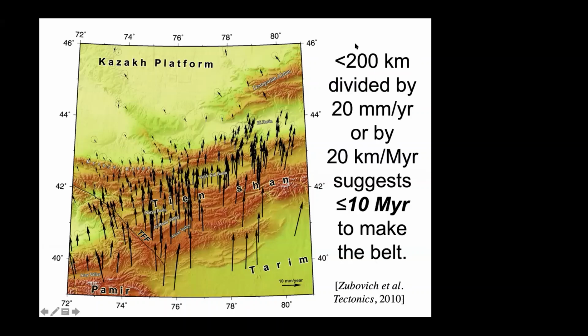If you take that 200 kilometer estimate of the amount of shortening across this region and divide it by 20 millimeters a year, which is the same as dividing by 20 kilometers per million years, it means you're less than 10 million years to make the belt. The belt is younger than that 10 to 15 million year range. Indeed, there certainly was topography before this time, but the point is most of this area is young.